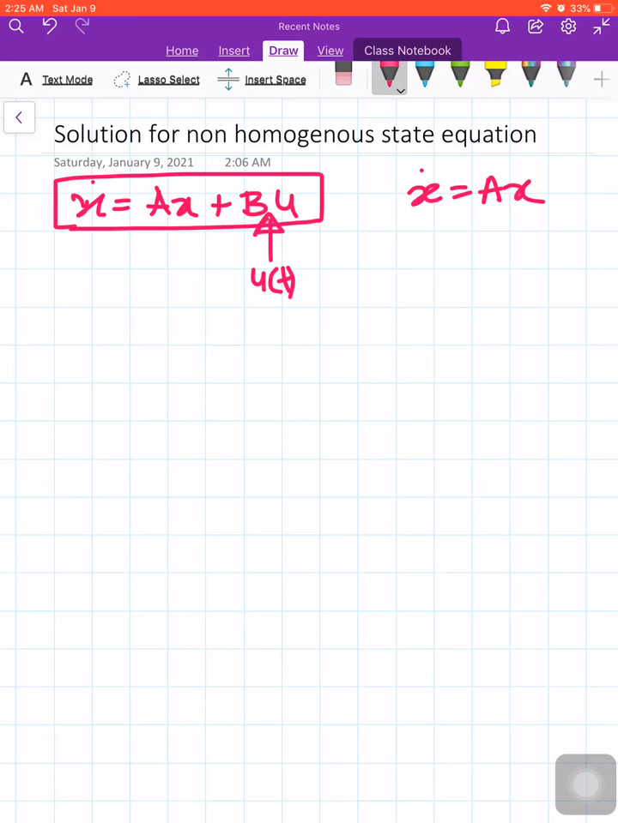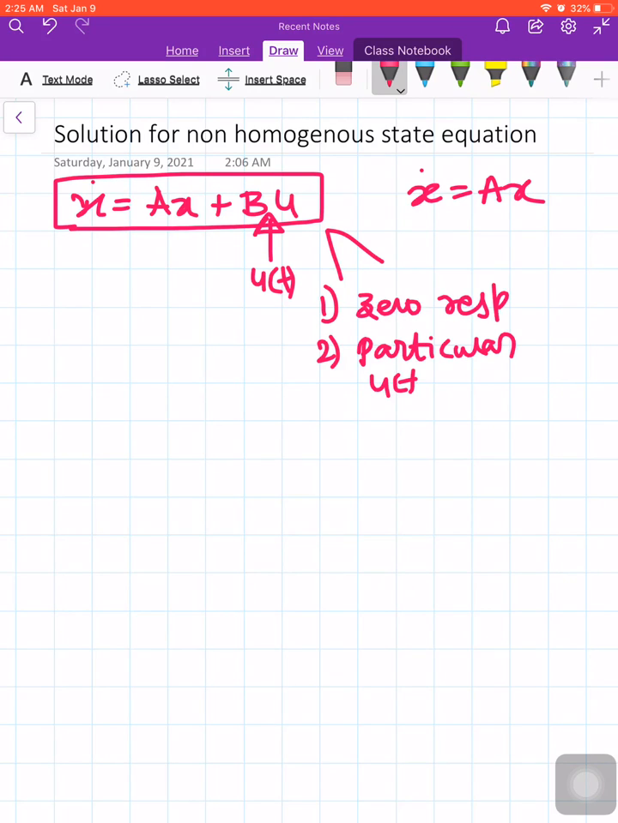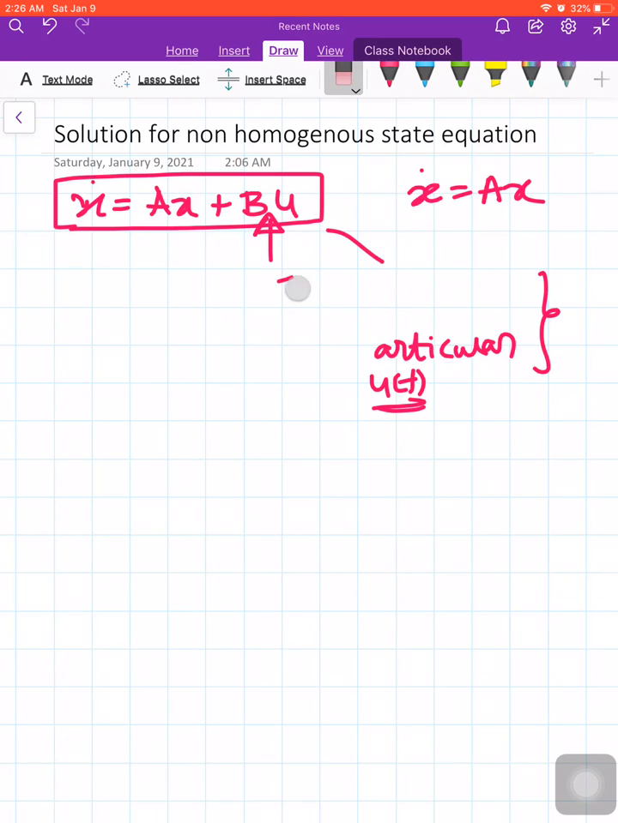So this particular equation will have two solutions. One is the zero response and the other is the particular solution. Particular solution is particular to the u of t, the forcing input. If u of t changes, this particular integral, this particular solution should change, but the zero response is independent of input. So if we know these two solutions, then we know the complete solution of this particular non-homogeneous state equation. So let's see how to go forward and solve this equation.